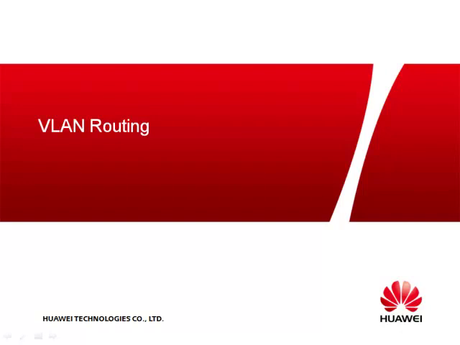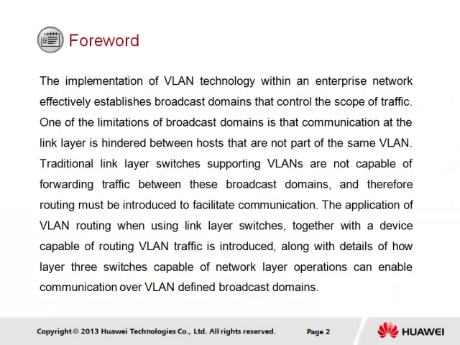We now introduce, as part of this section, VLAN routing as a means of facilitating communication between VLAN-defined broadcast domains. The implementation of VLAN technology within an enterprise network effectively establishes broadcast domains that control the scope of traffic. One of the limitations of broadcast domains is that communication at the link layer is hindered between hosts that are not part of the same VLAN.